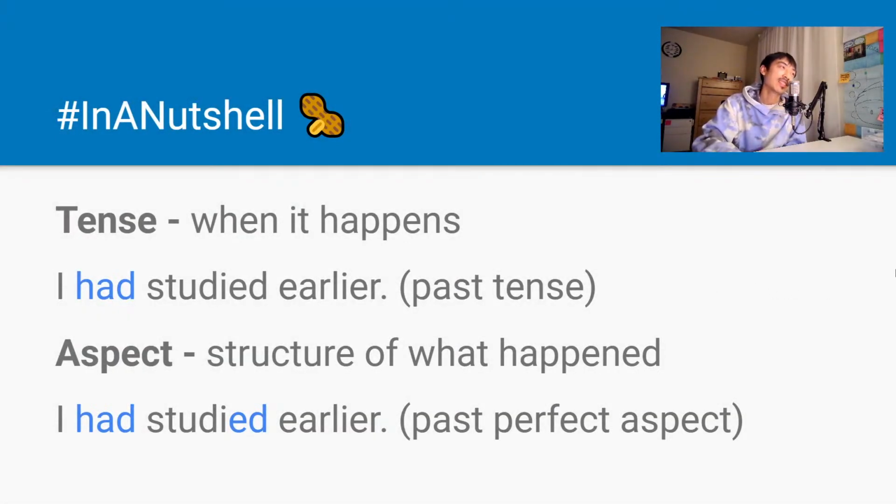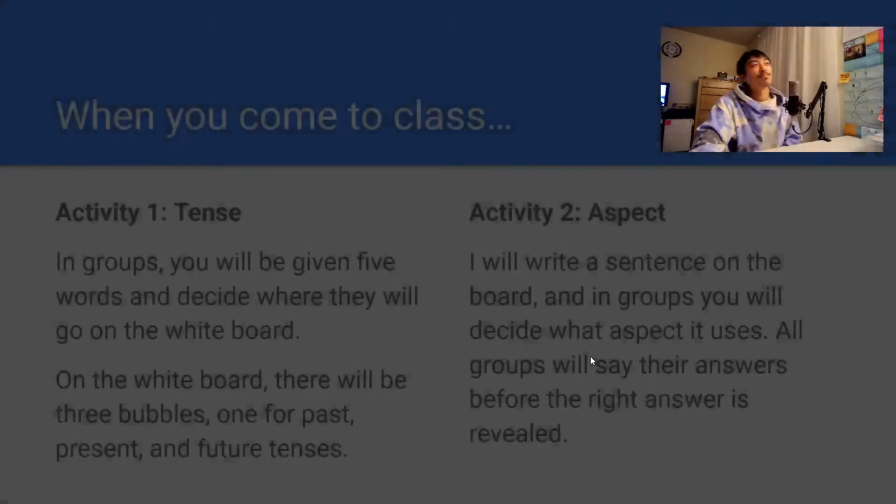So in a nutshell, tense is when it happens, and aspect is looking at it and the structure of how it happened. So tense, I had studied earlier, it's in the past tense. And you can even see how right here, had studied. This is the same sentence, but as you can see, the aspect of it is that had studied, and we're focusing on why these two verbs are why they are, is because they're both in the past tense. It makes it past perfect aspect, because they are both in the past tense.